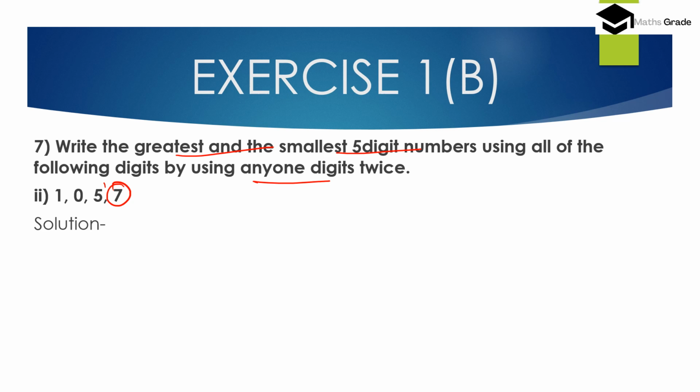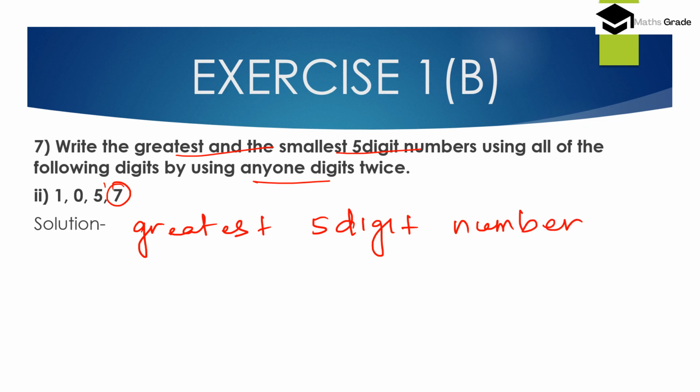So the greatest 5 digit number will be: the greatest digit is 7. If we use 7 two times, then after 7 the greatest digit is 5, after 5 the greatest digit is 1, and after 1 the greatest digit is 0. So the greatest 5 digit number is 77,510.